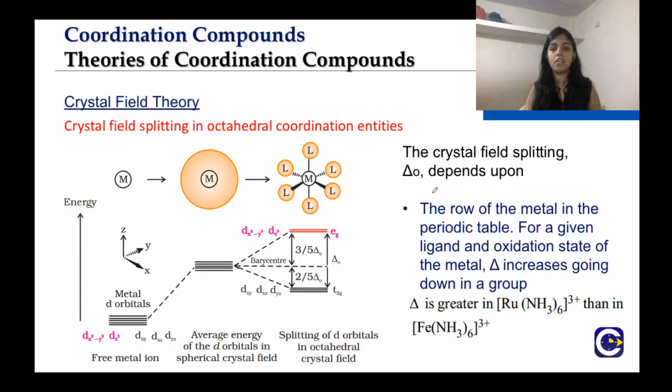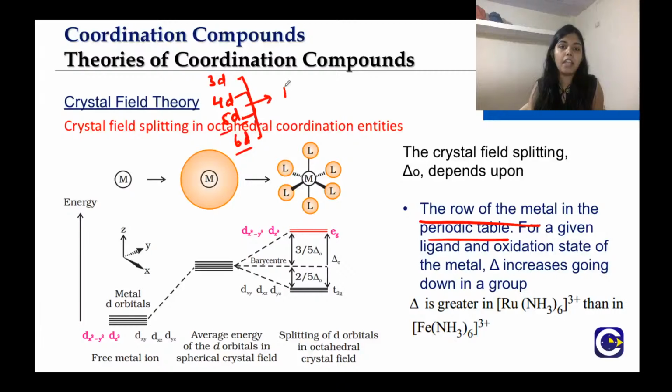Now next is the row of the metal in the periodic table. So see, we are considering here basically D block elements, right? So we are having 3D, 4D, 5D series, 6D series is incomplete, and basically we don't have much importance of 6D series. So we considered only 3D, 4D, 5D here, right? So 3D and 4D and 5D and 6D are the four transition series of D block. Now, for 4D and 5D, the delta O will always be higher.